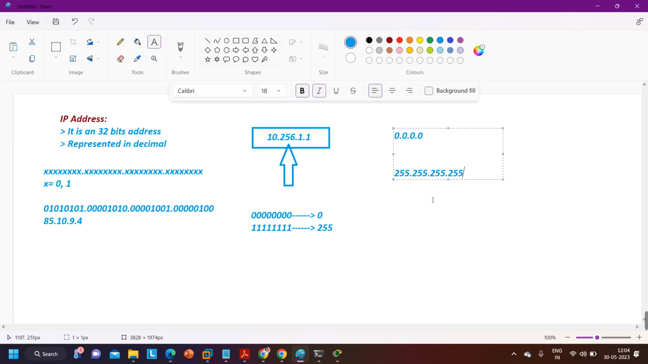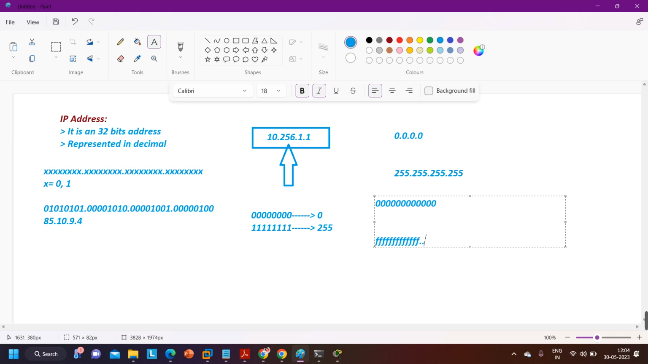Like your MAC address, if I talk about the lowest MAC address, the lowest MAC address can be what? 12 times 0, and the largest MAC address will be what? 12 times F. Yes or no?